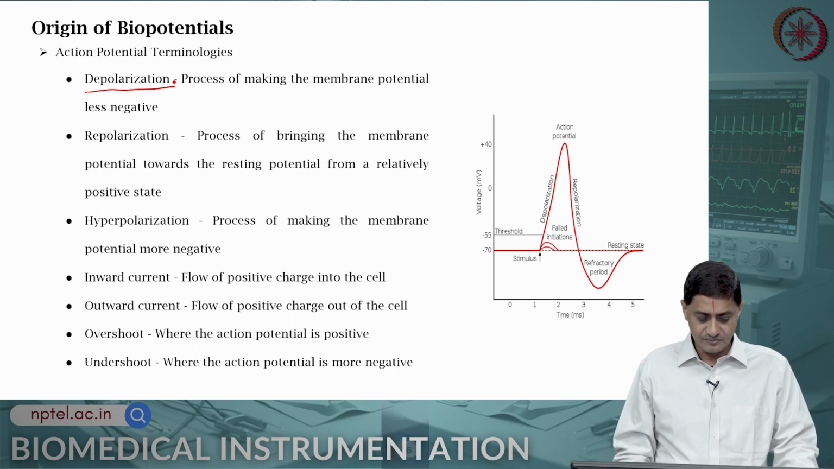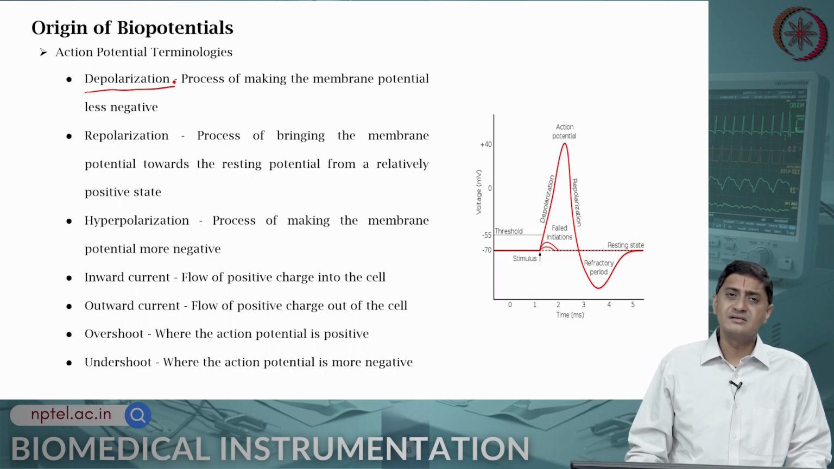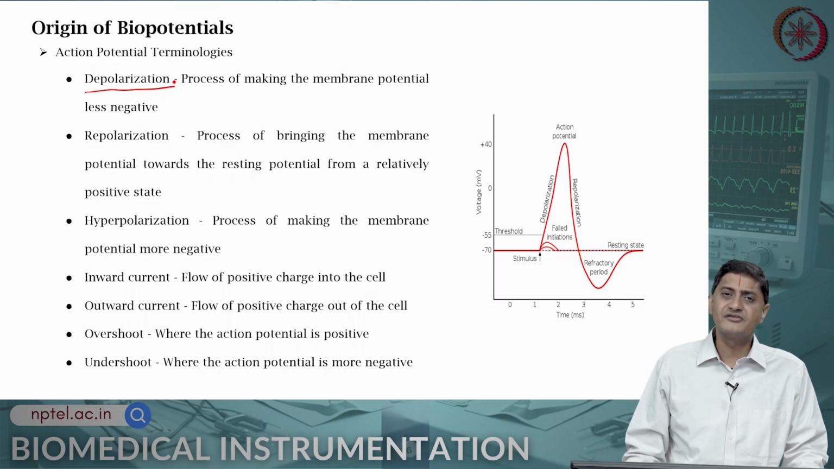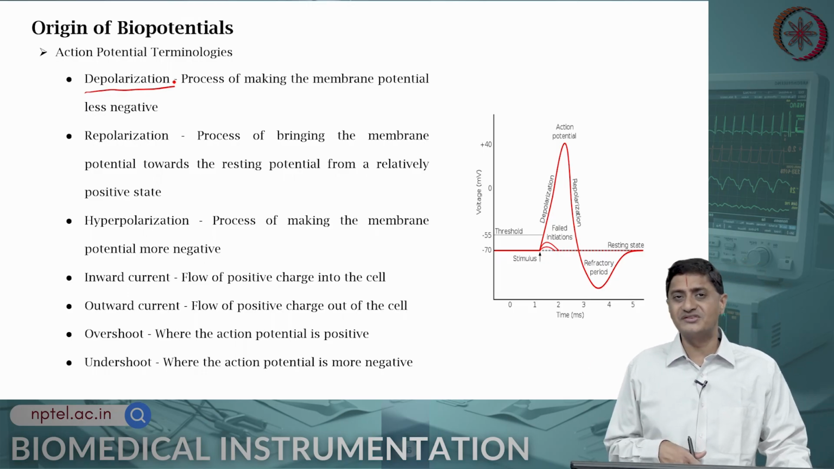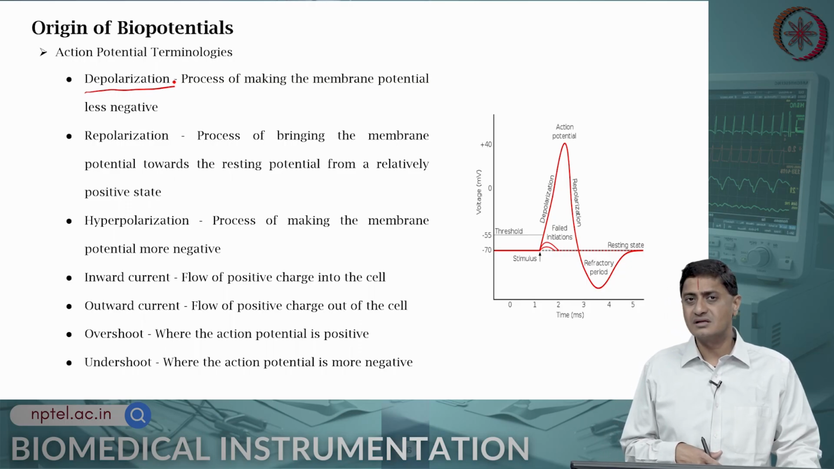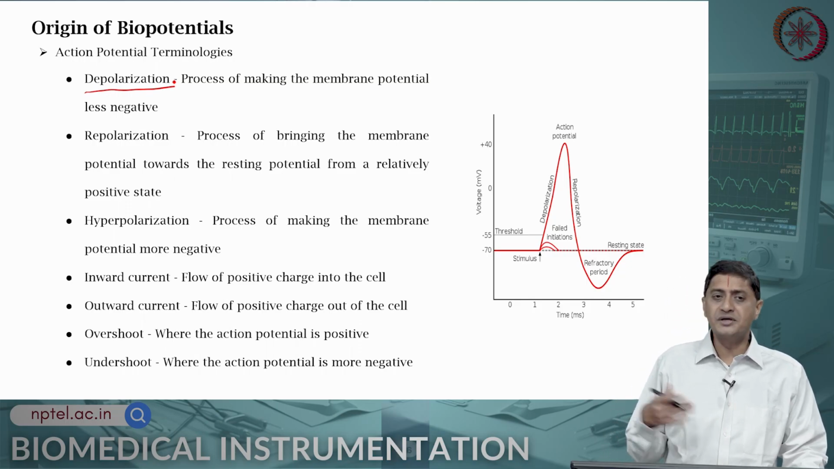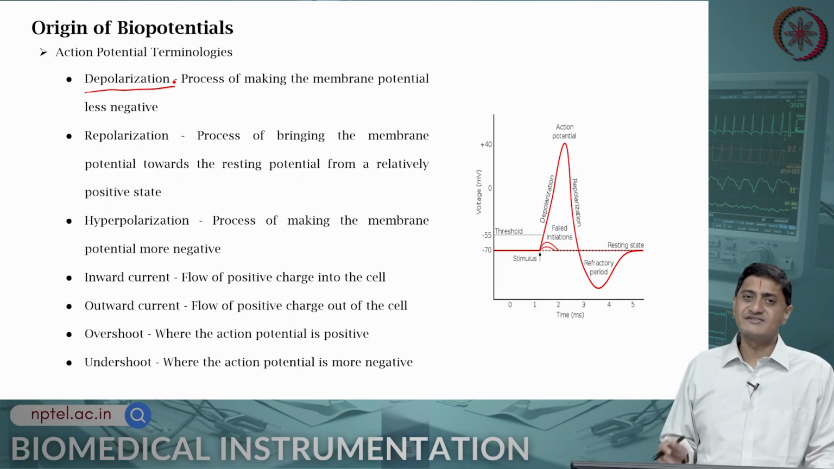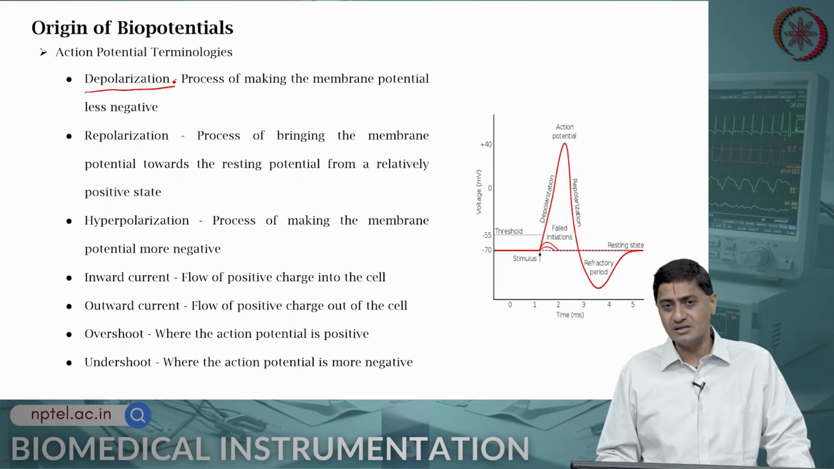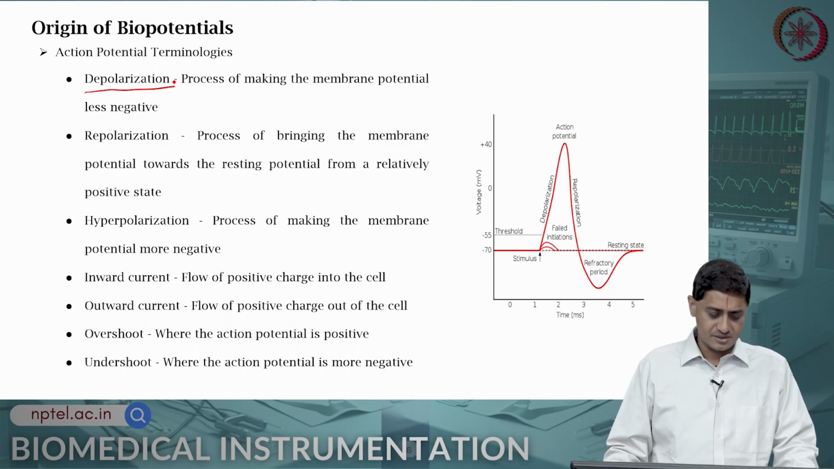Inward current essentially refers to the flow of positive ions from outside to the inside of the cell. So, if cations flow into the cell, it is called inward current. Outward current is the flow of positive charge from inside to the outside. That is, if cations flow outside, it is called outward current.